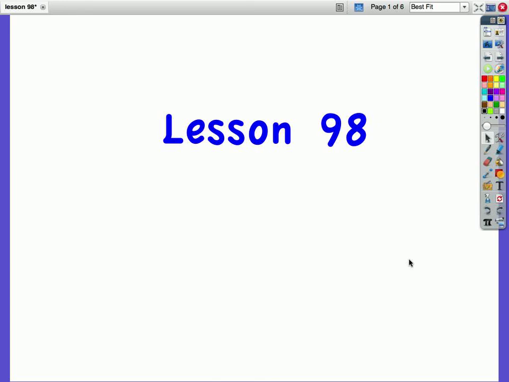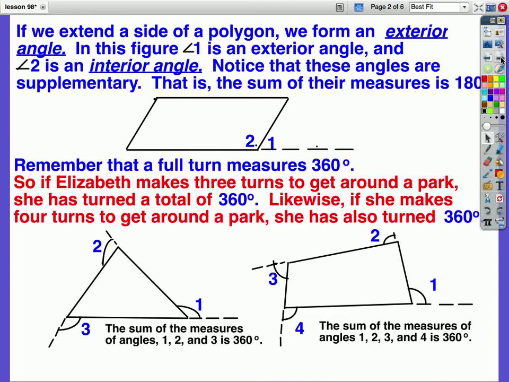Lesson 98, we're going to look at the sum of all the angle measures in triangles as well as in quadrilaterals. So, if we extend the side of a polygon, we form an exterior angle. So in the figure below, in the middle of the page there, angle 1 is an exterior angle and angle 2 is interior. Notice that these angles are supplementary, that is, they add up to make 180 degrees.